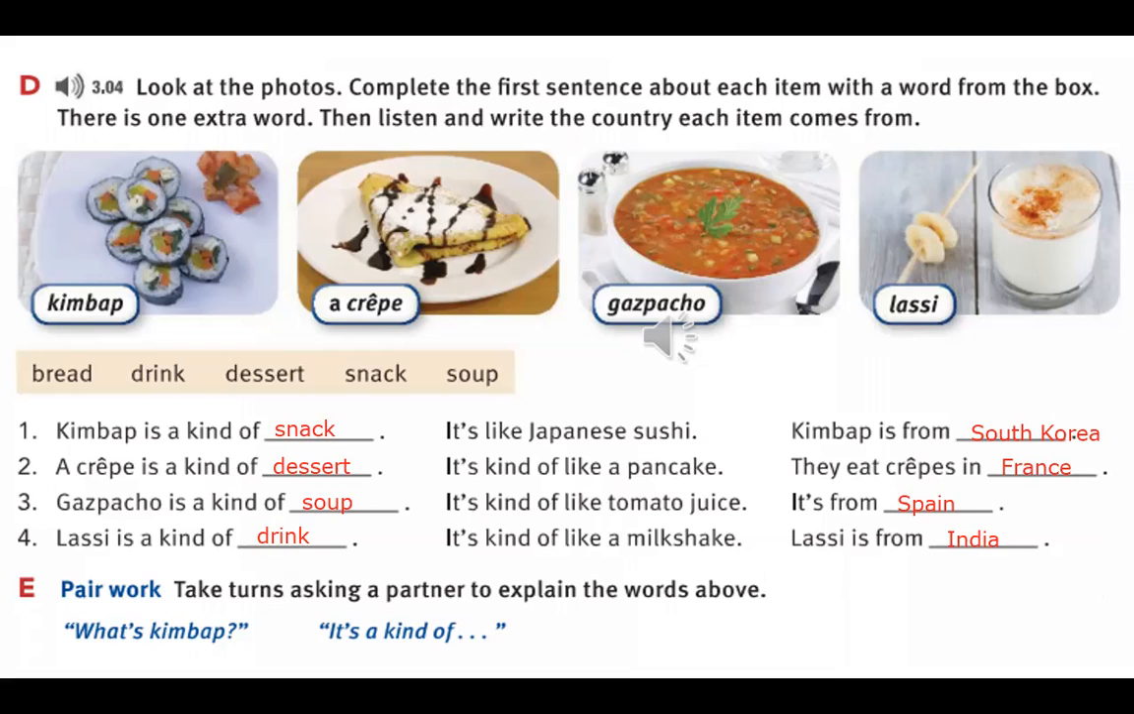Well, in this exercise, of course, we are learning kind of. When you say kind of like, you give an example, something specific. And this one is more general: kind of snack, kind of dessert, kind of soup, kind of drink.